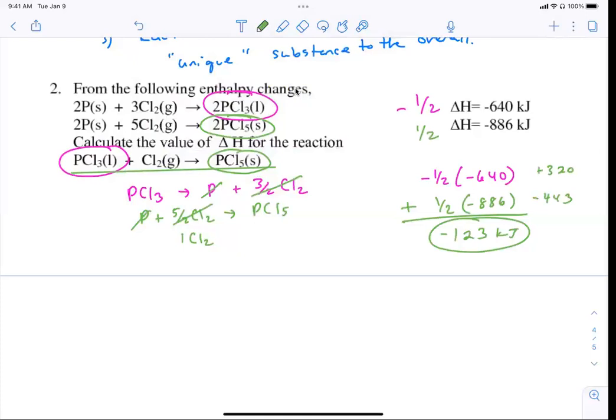Would they always give you the state symbol? If you need them, yeah. So you'll never end up with the same letter different? Correct, you shouldn't, unless that's part of the overall reaction. Okay.